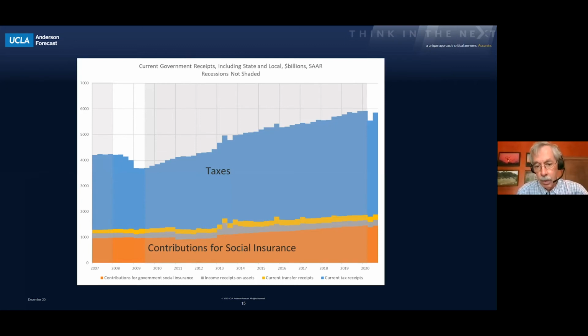The receipts at the bottom are the contribution for social insurance. That's your contribution for Medicare and Social Security mostly. And the big item here is taxes. You can see that in the Obama era, there was a big reduction in taxes and not so much this time. So the CARES Act was not very much oriented toward tax reductions.